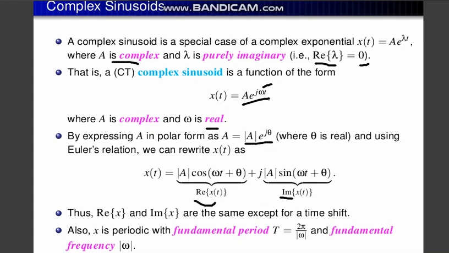And thus the real part of x and the imaginary part of x are the same except for a time shift. Also x is periodic, and the fundamental period T is equal to 2 pi over omega, and the fundamental frequency is omega, same as that.